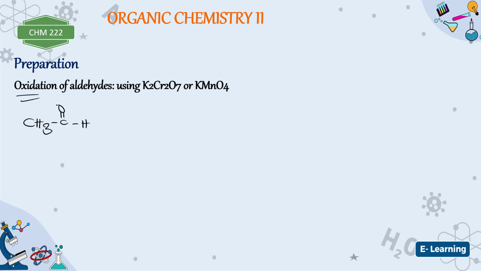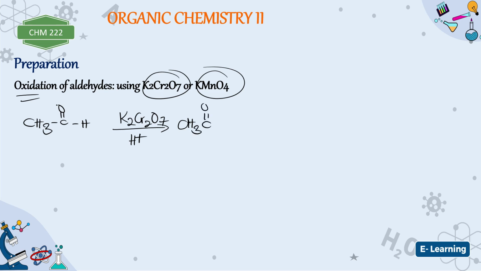But we said whenever aldehydes are oxidized using any of these oxidizing agents here, let's say K2Cr2O7, this one must take place in acidic medium. The product will be a carboxylic acid. Alright, so this is ethanol. The product for this will be ethanoic acid. Do you understand it?